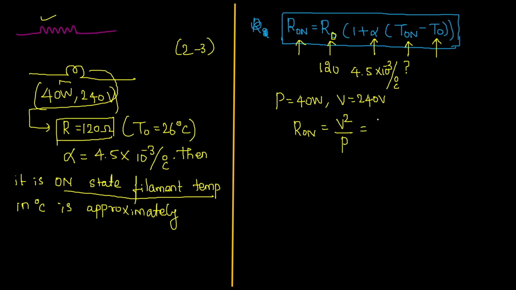So the value of V, that is the rated value, is clearly given as 240 volts. You can substitute 240 square upon the value of power, which is 40. Please do it. In my case, I am getting 1440 ohm. That is the value of resistance, the on-state resistance. Do remember, you have to find out the difference.